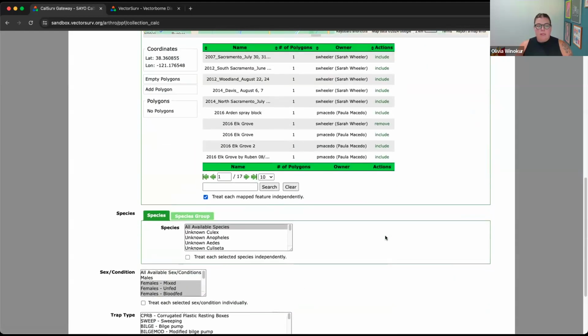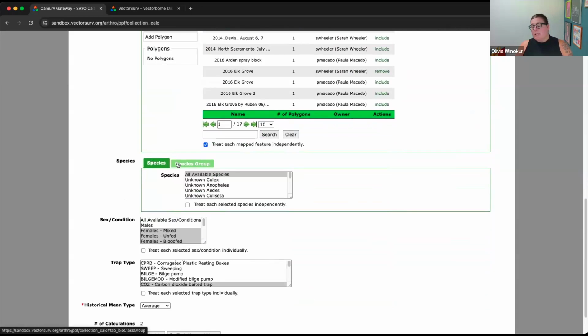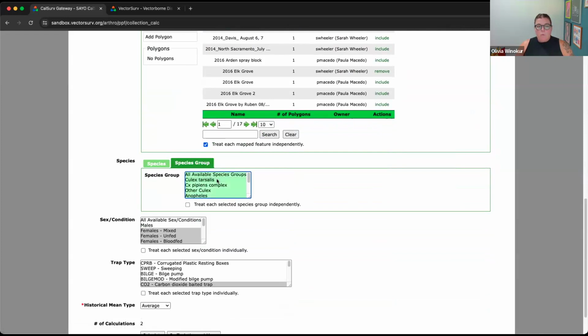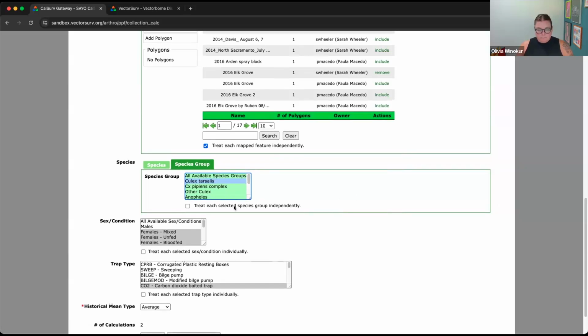So treat those separately. Next, I will select my species of interest. My favorite way to do this is to go to species group, where you can select Tarsalis or Culex pipiens complex. Or you can go through the list and select your specific species. If you want to select multiple, you just hold down Shift and it'll select multiple species within that. For now, I'm just going to select Culex tarsalis.